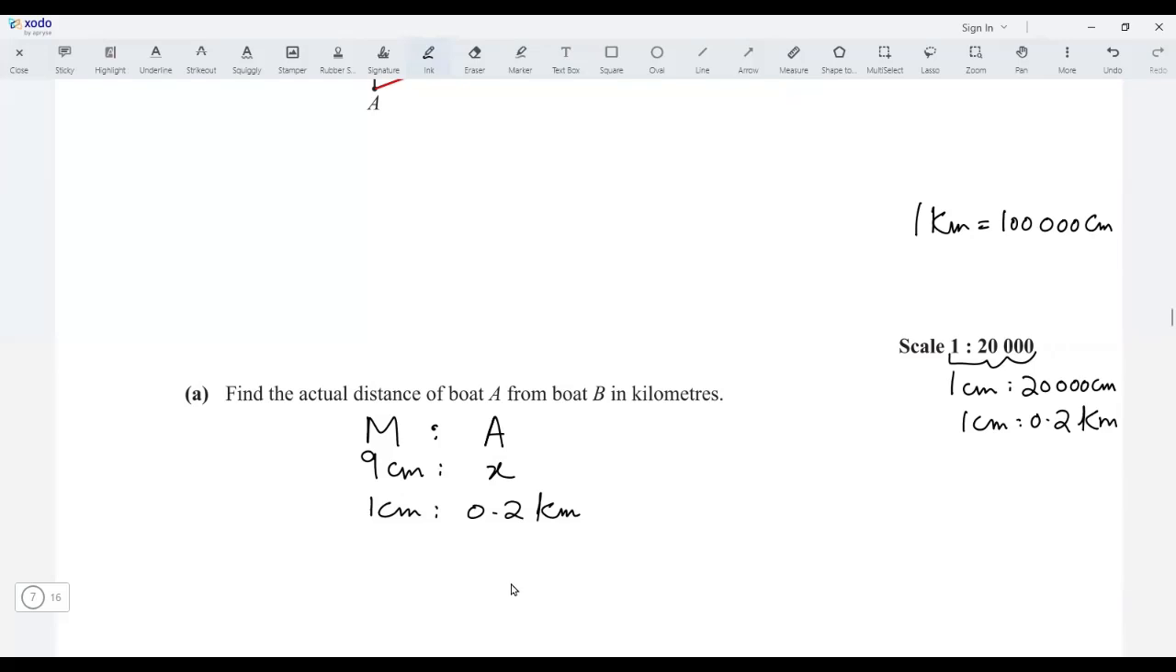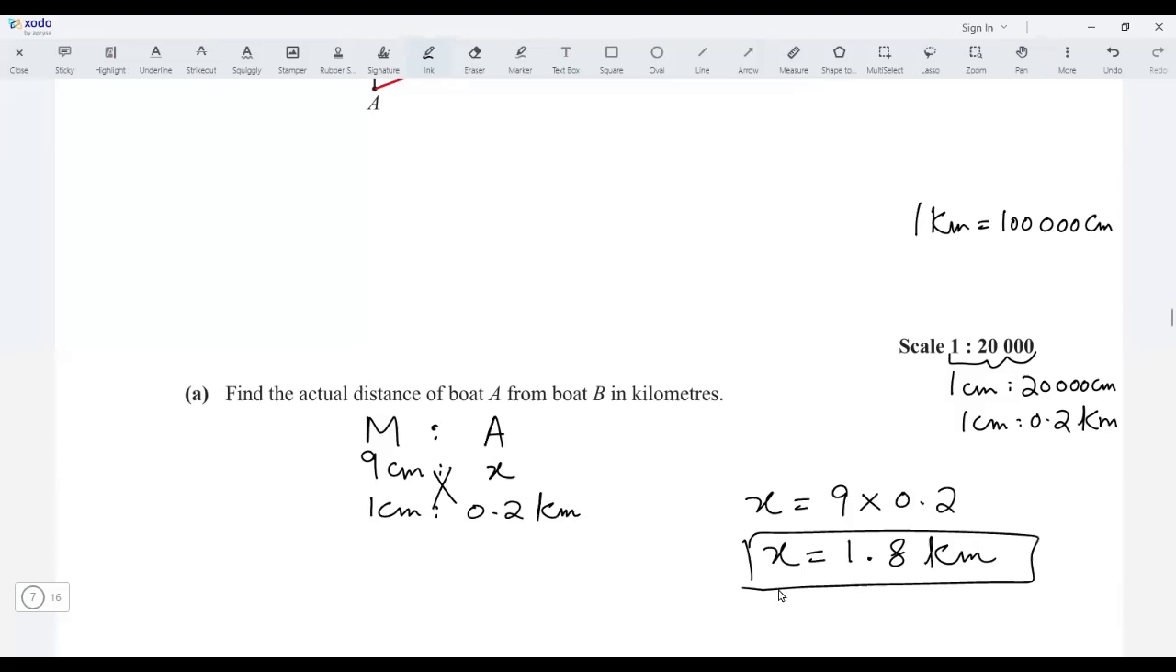So basically these are direct proportion questions. We have to cross multiply them. So 1 times x gives you x equals 9 times 0.2. If you simplify, it will be 18 by 10, which is basically 1.8 kilometers. So this is the actual distance we have once we know the distance on the map and we know the scale as well. I hope all of you understood this type of question.